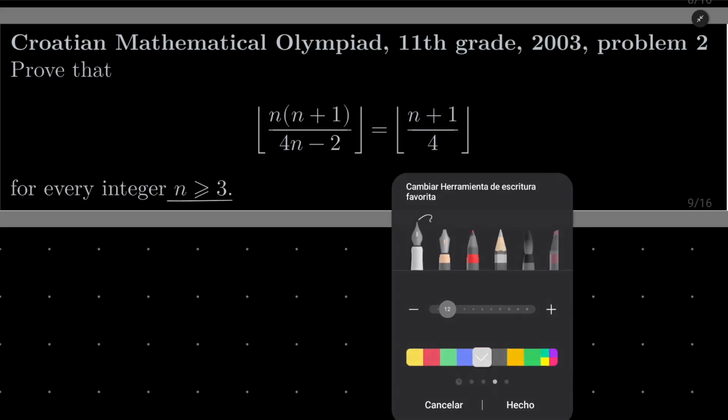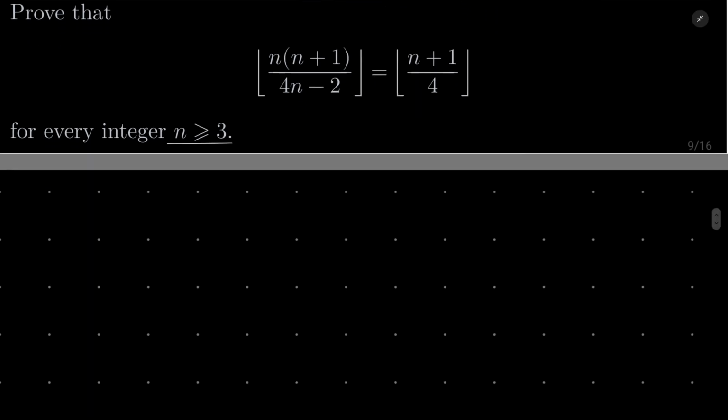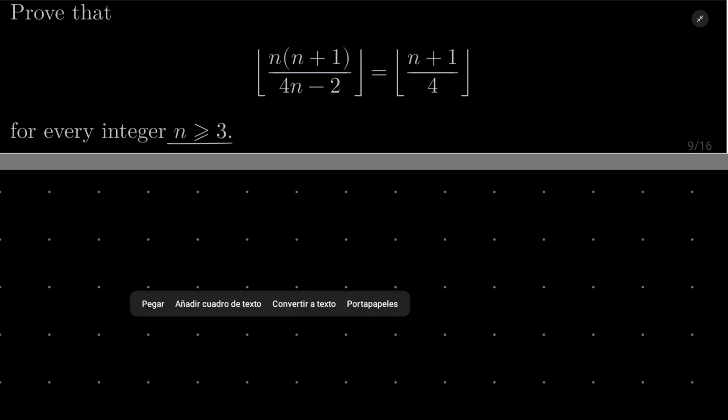Hello friends, in this video I'd like to solve the following problem from the Croatian Mathematical Olympiad, 11th grade, 2003, problem number 2. We want to prove that n floor of (n times (n plus 1)) over (4n minus 2) equals floor of (n plus 1) over 4 for every integer n greater than or equal to 3. It's a nice problem. Here are my hints.